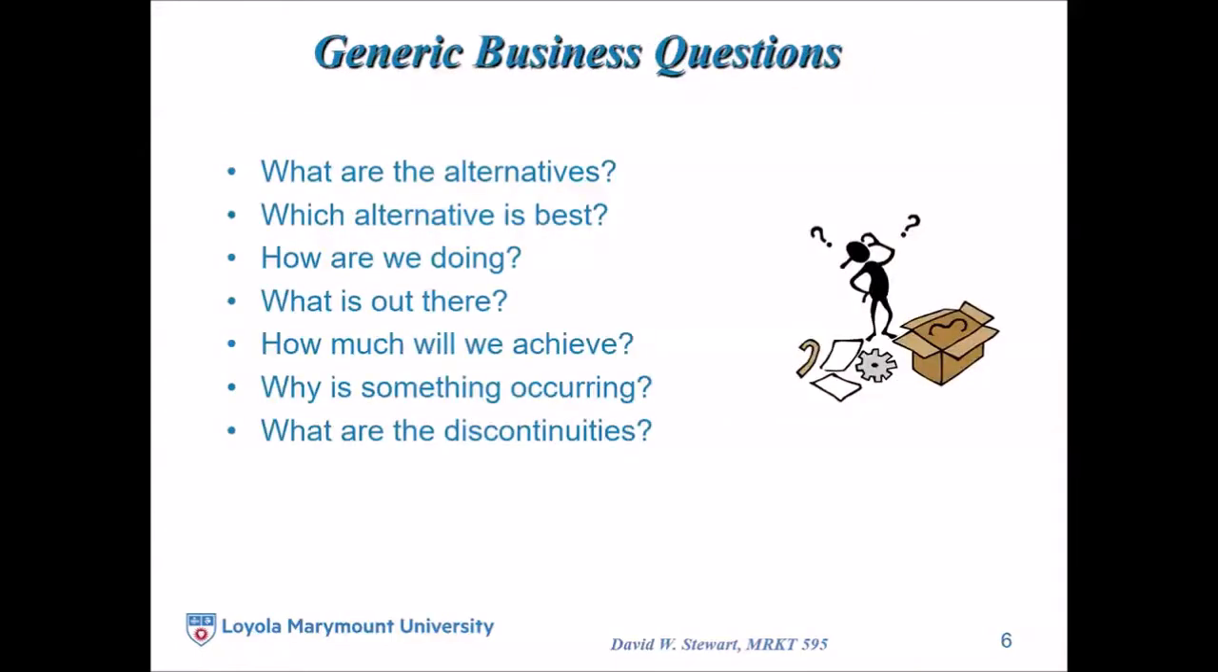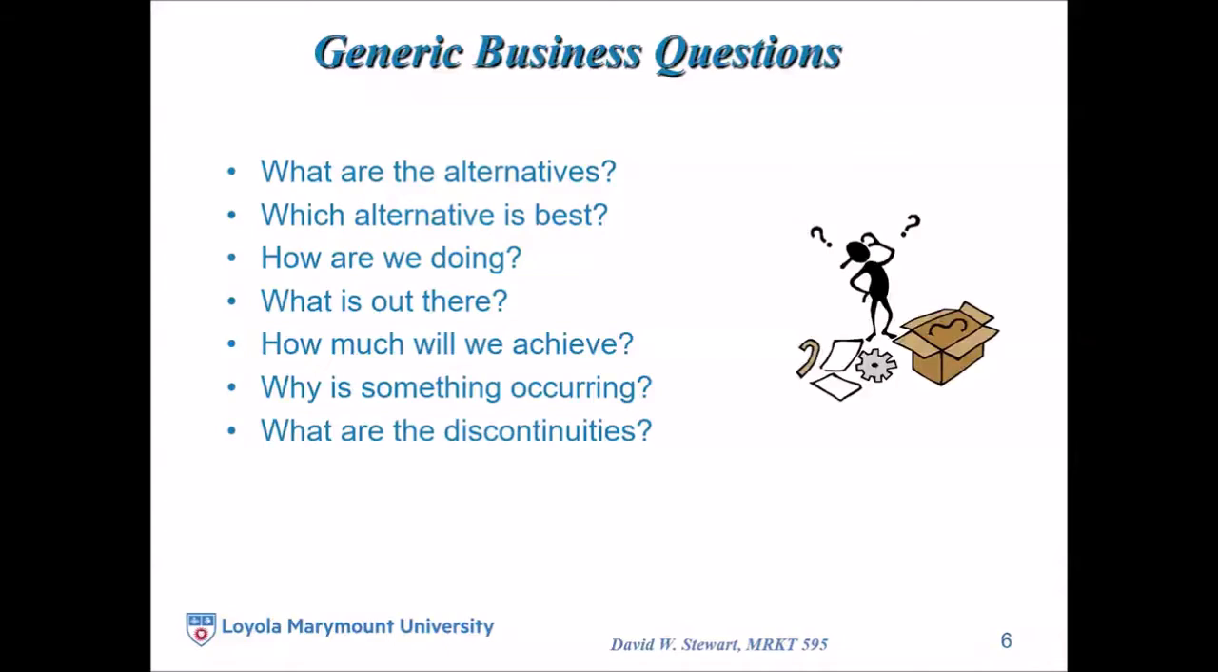Really, there are kind of 6 generic business questions that you need to answer. First of all, what are the alternatives? What do we have that we can actually do? Which one of those is best? How are we doing in the marketplace with what we already got out there? What's out there in terms of customers, competitors, the economic environment? The forecasting question, how much will we achieve?